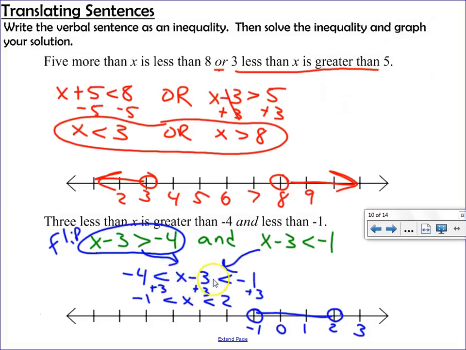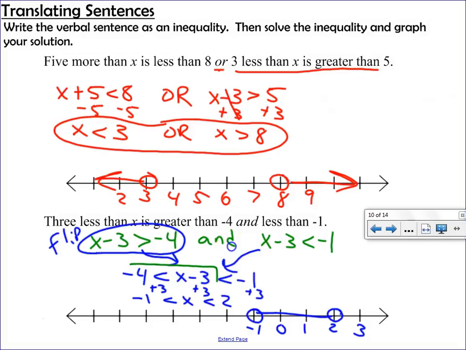Because we can just say that x minus 3 is then less than negative 1. Okay, typically those inequalities will be less thans or less than or equal to's. Okay, so then to get x by itself, we have to add 3. So notice we have two separate inequalities.